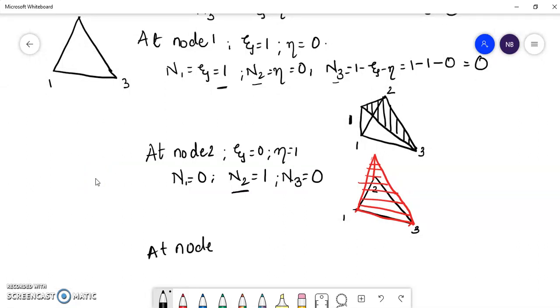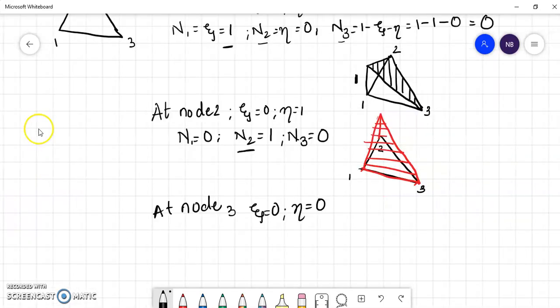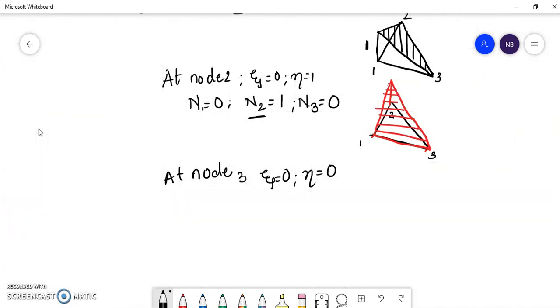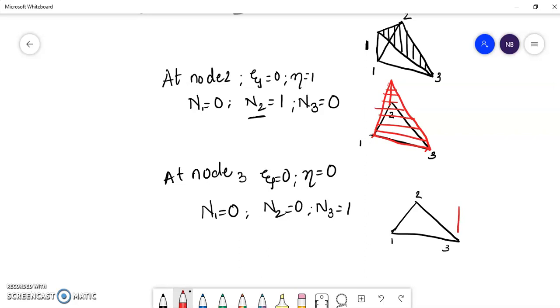At node 3, zeta is 0, eta is 0. Zeta and eta are natural coordinates. So N1 will be 0, N2 will be 0, and N3 will be 1. So the height at the node 3 is 1, and at the other two nodes it is 0. So this shaded portion here in red represents the plane, the variation of N3.